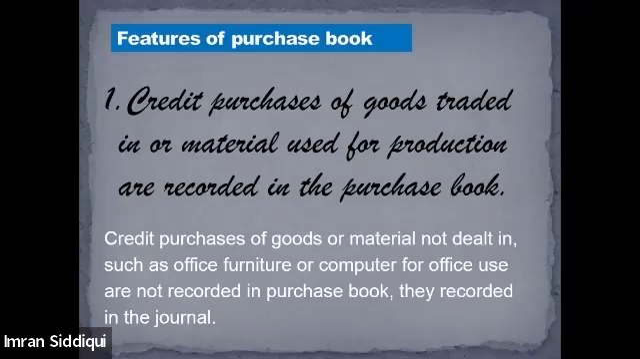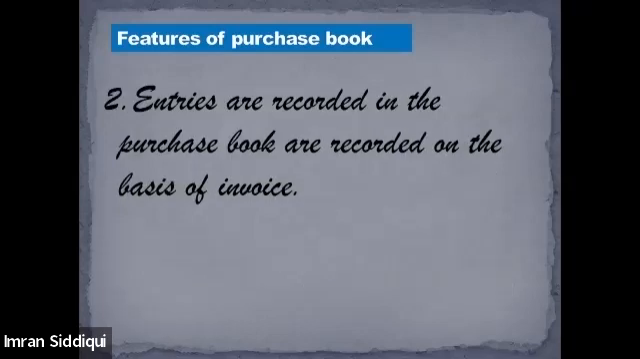The first feature says that the purchase book only deals with the purchase of goods that has taken place on credit. No other transactions are recorded in the purchase book. If we are purchasing anything other than goods, such a transaction won't be recorded in the purchase book. Like if we have bought office furniture, a computer, or any other asset for the business on credit, such a transaction won't be recorded in the purchase book.